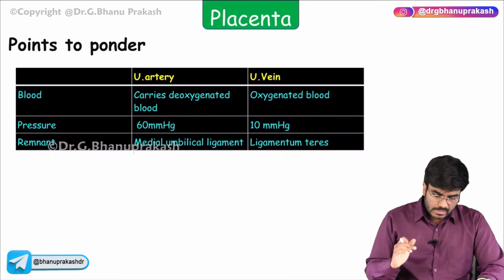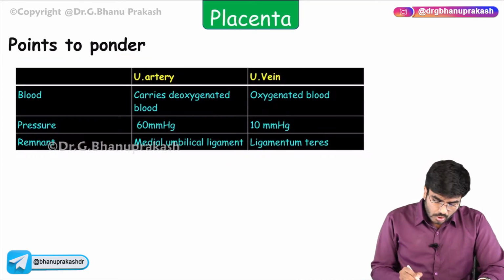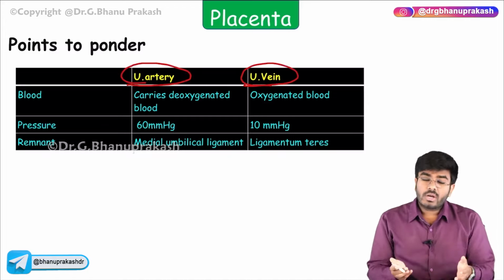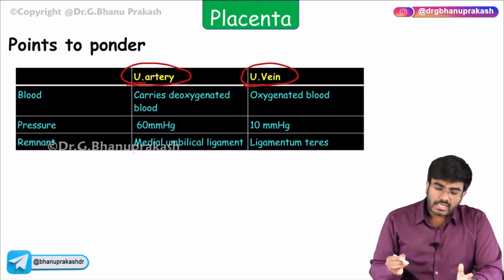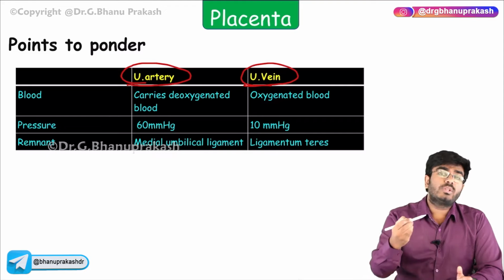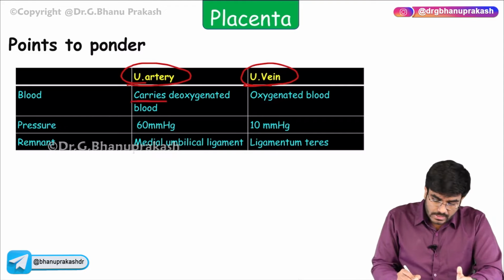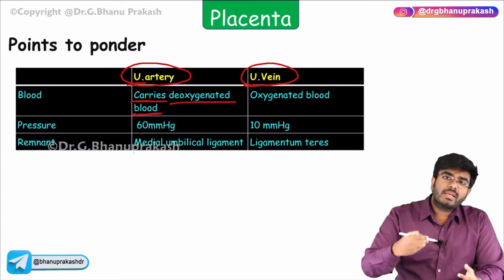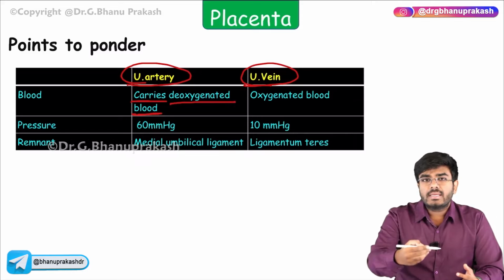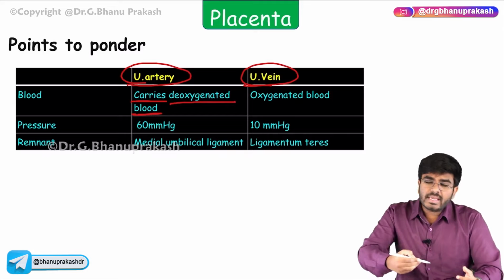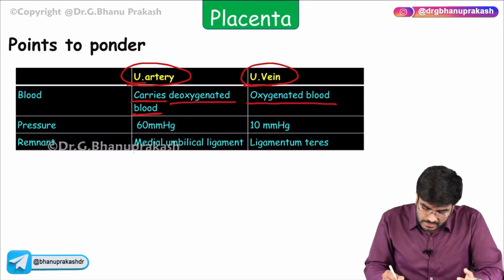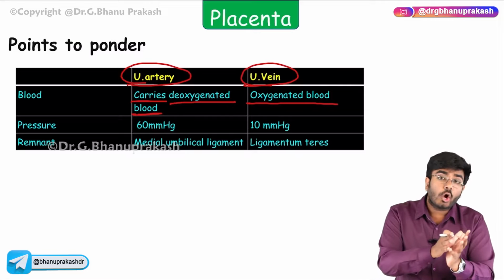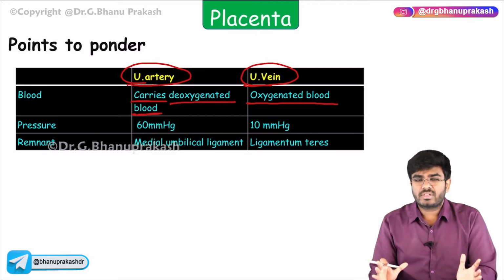Okay. Now, let's talk about a few important points, guys. In the umbilical cord, there is the umbilical artery and umbilical vein. See, the umbilical artery is carrying the deoxygenated blood to the placenta. From the fetus, deoxygenated blood is carried to the placenta by the umbilical artery. And once blood comes to the placenta, the blood will be oxygenated in the placenta, and this oxygenated blood will be taken back to the fetus again by the umbilical vein. So, the vein is having oxygenated blood, the artery is having deoxygenated blood. This is something very exceptional for the placenta.